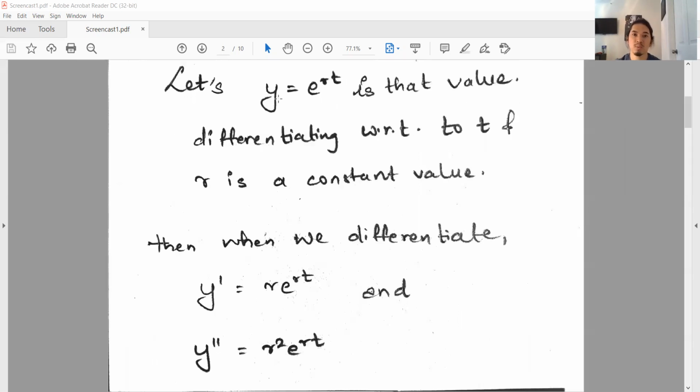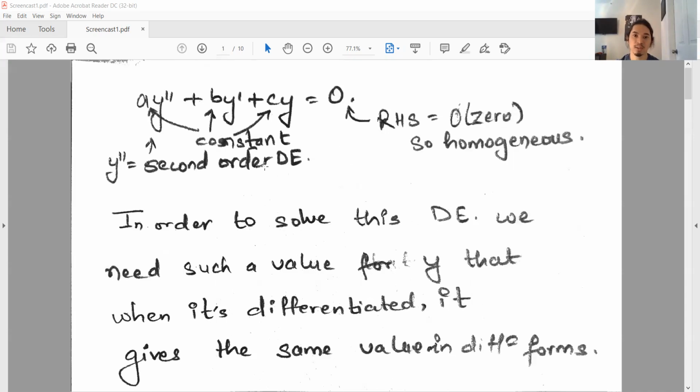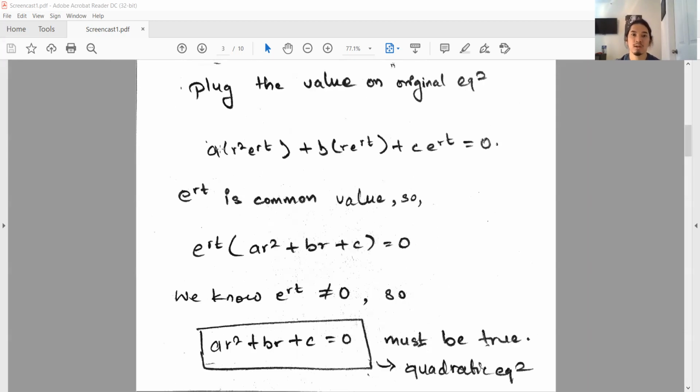So let's take y equals e to the power rt as that value, and when differentiated with respect to t, where r is a constant, we get y prime equals r e to the power rt, and y double prime equals r squared e to the power rt. Now we plug y prime and y double prime into the original equation. We get a r squared e to the power rt plus b r e to the power rt plus c e to the power rt equals 0.